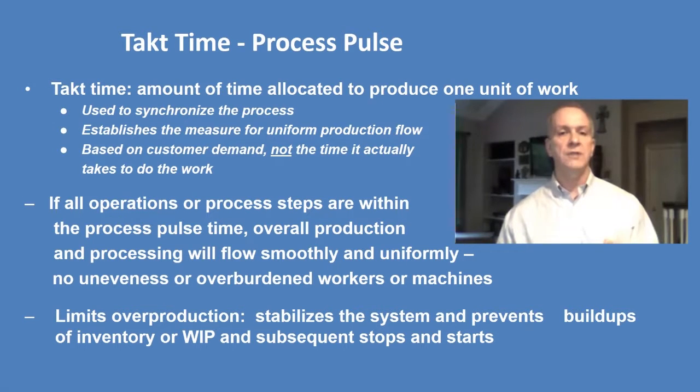If all operations or process steps are within the process pulse time, overall production and processing will flow smoothly and uniformly. There's no unevenness, no overburden of workers or machines. This also limits overproduction, which means you've got a stabilized system and prevents buildup of inventory or WIP and sequential stops and starts, and therefore you maintain that steady flow through your entire organization.